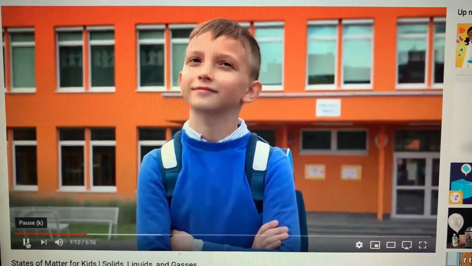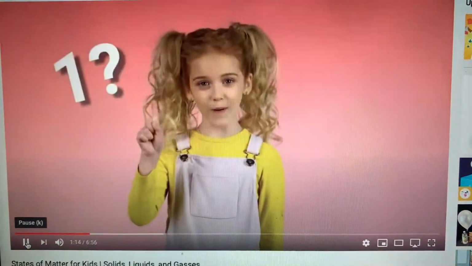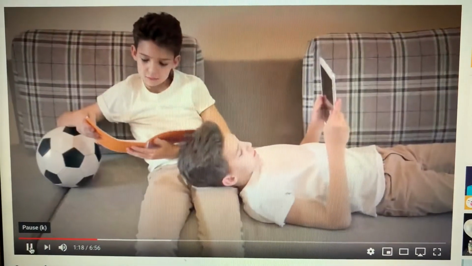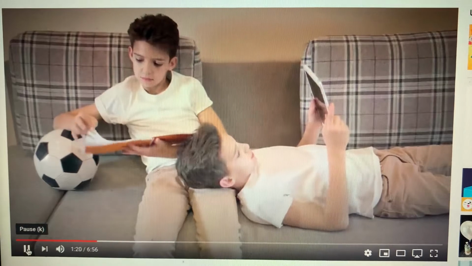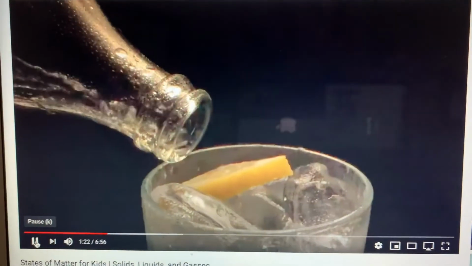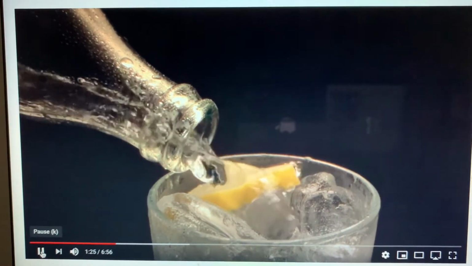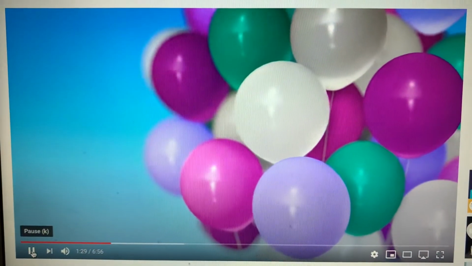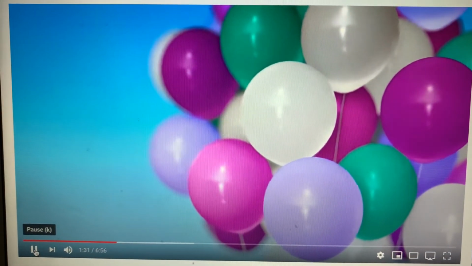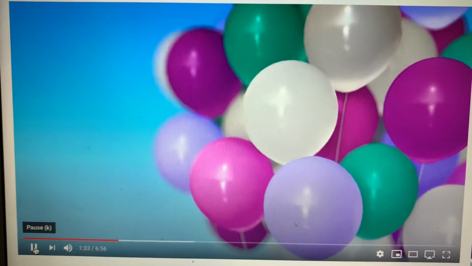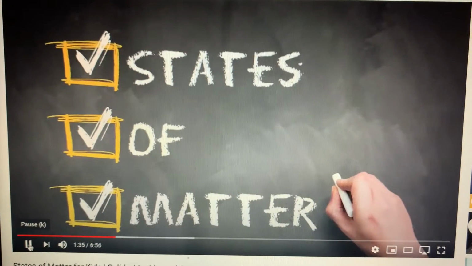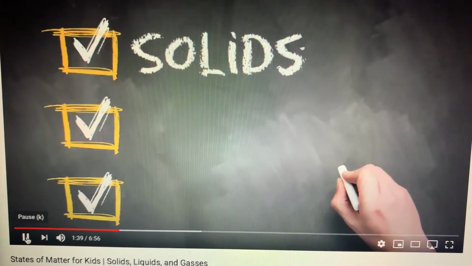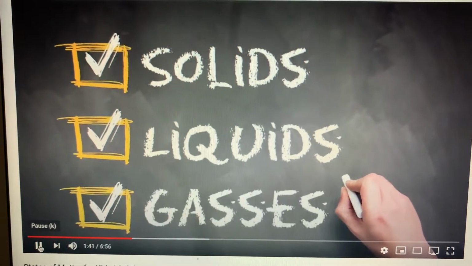Okay, so think about it. How many different ways can matter exist? Some matter you can hold in your hand, like a ball or a book. Some matter you can feel but you can't really hold on to, like water or soda. And some matter, like air or helium in a balloon, you can't see or feel or touch at all. So there are 3 different states of matter: solids, liquids, and gases.